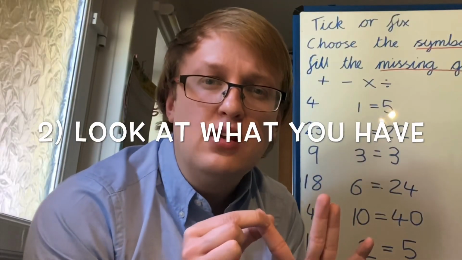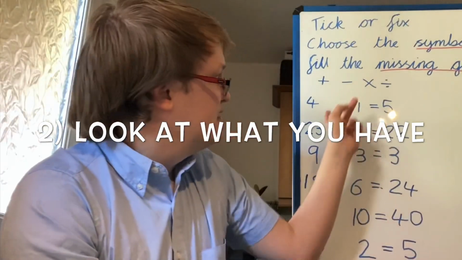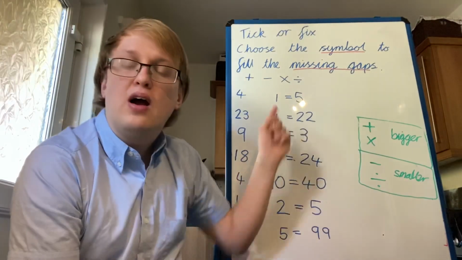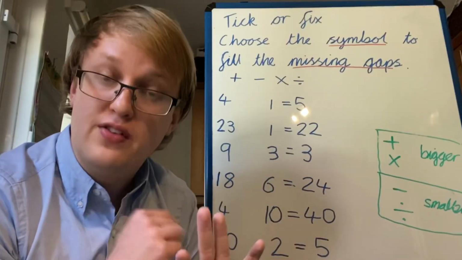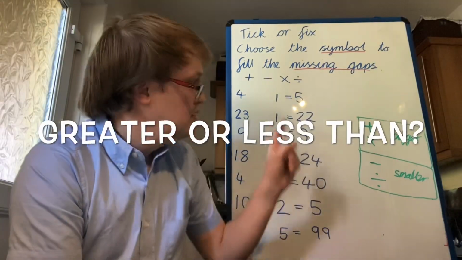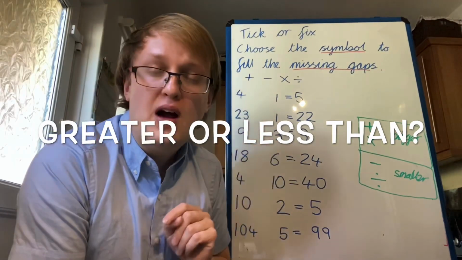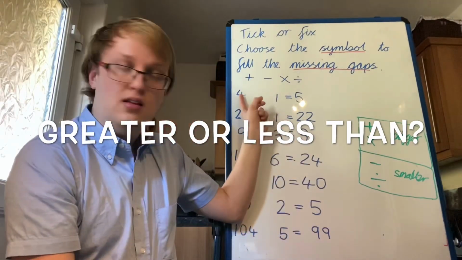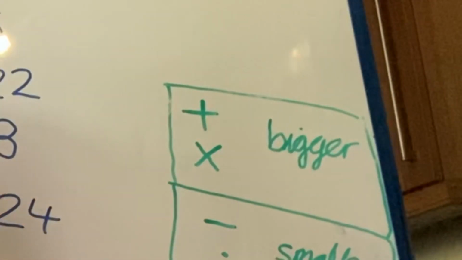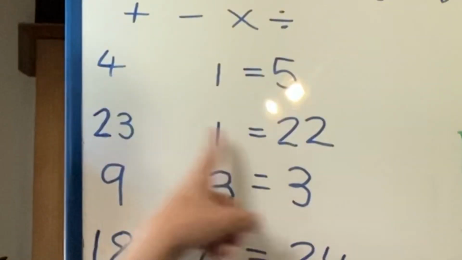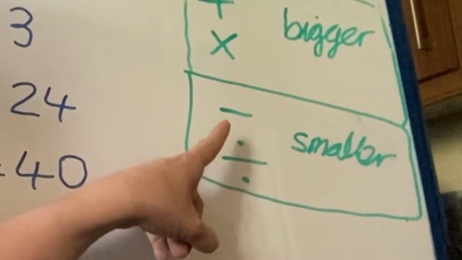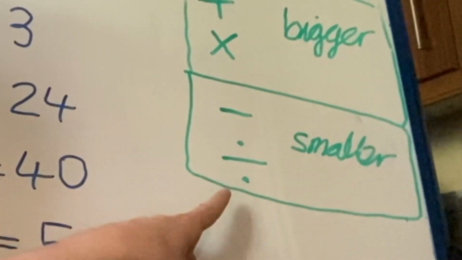Step 2 is to look at what you have. So, for example, in this first one, I've been given 4, 1, and 5, and it's really about thinking about what you have already. Step 3 for this type of question is to see if your answer is greater or less than the number that you started with. Because if your answer is bigger, you know that it's going to either be add or multiply. And if our number, for example in the second one, is smaller, less than what we started with, we know that the calculation that was completed was either take away or divide.